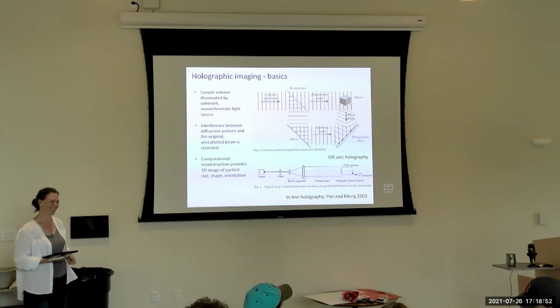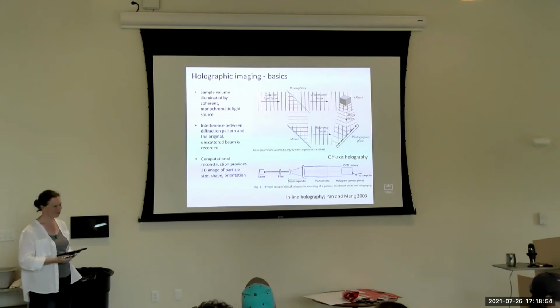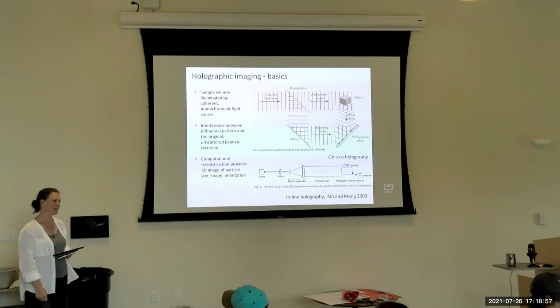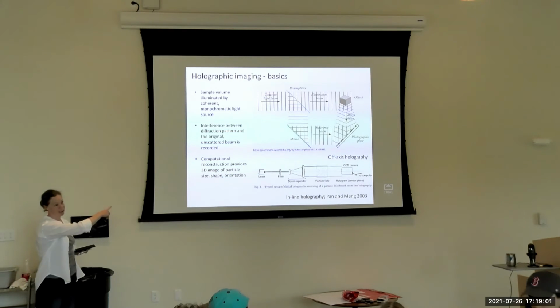Yeah, Sequoia makes a gizmo that's a holographic imager. It kind of looks like a list. But it's an inline holographic imager, just like this.